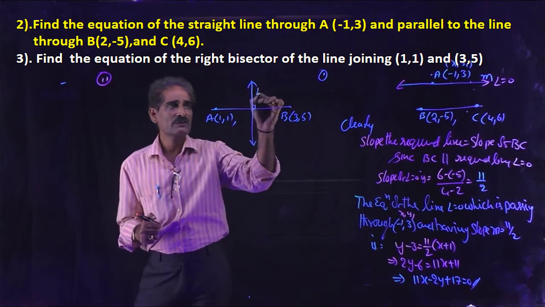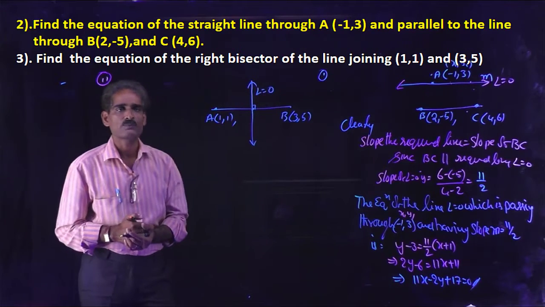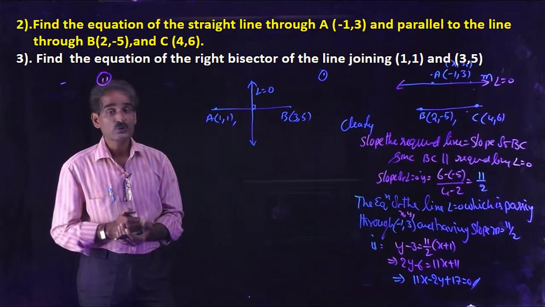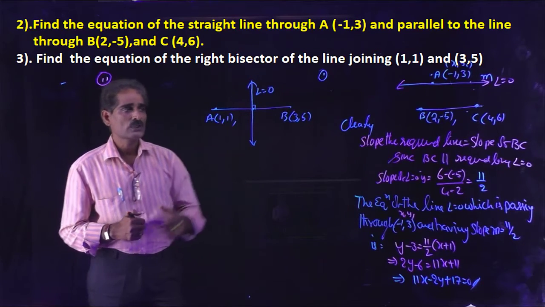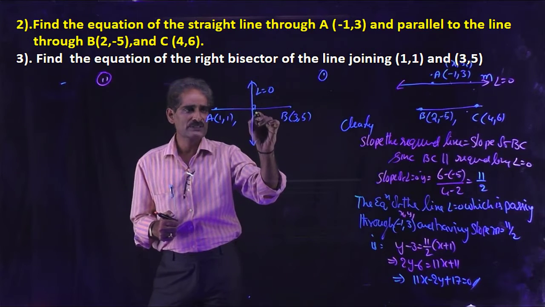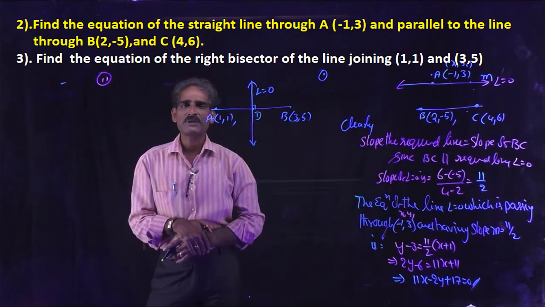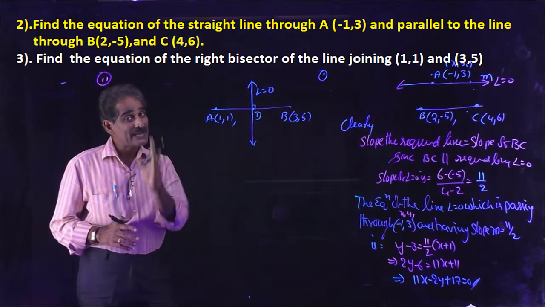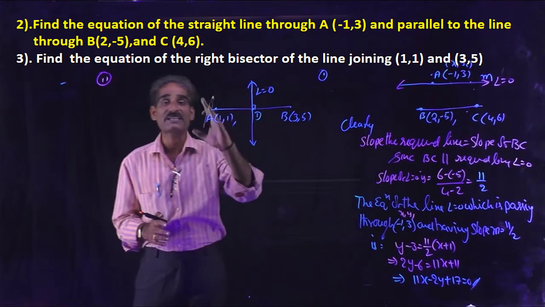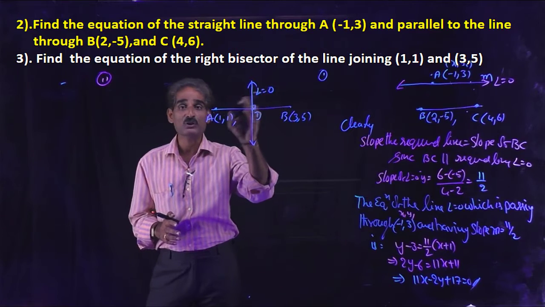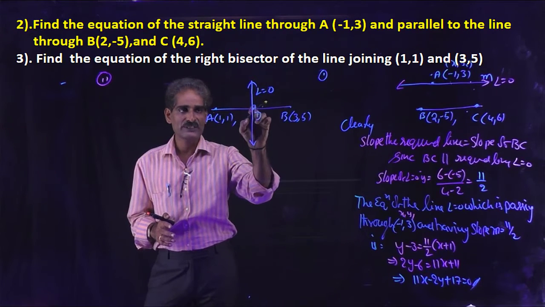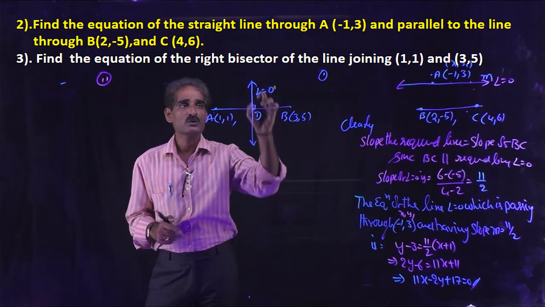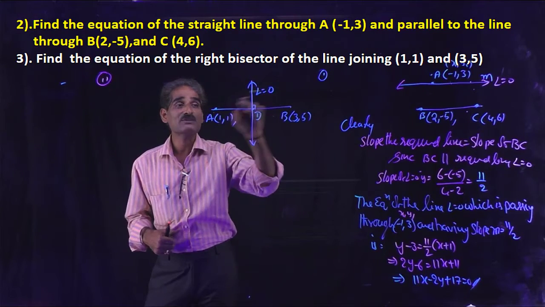Let us take the required line as L equal to 0. We have to find this equation with the help of the point-slope form. So this is passing through this point. Let us take this point be D. Here D is the midpoint of AB, the right bisector. That means this line is bisecting AB, so it is passing through the midpoint of AB. So here D is the midpoint of AB and it is perpendicular to AB. So the slope of L is equal to minus 1 by slope of AB.